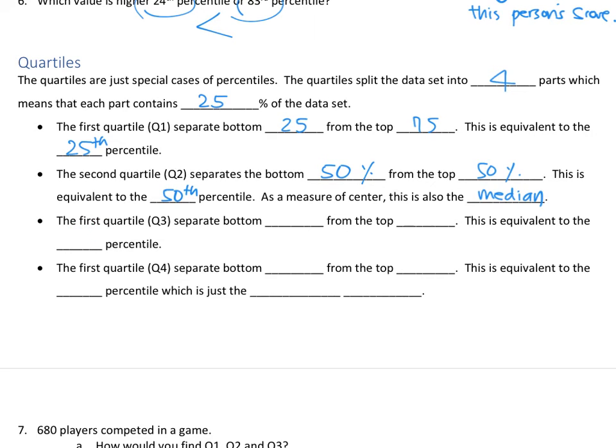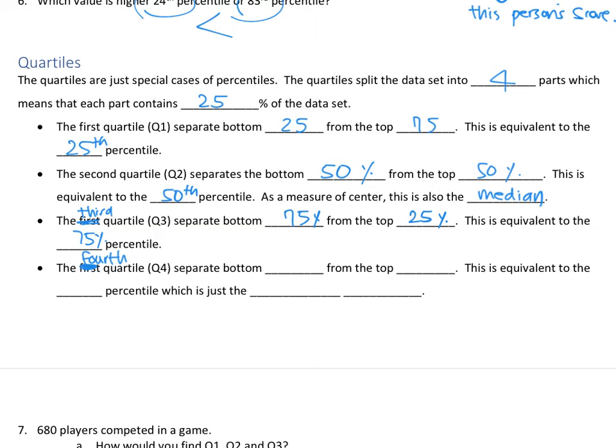Oh, I said first. It should have been third. Sorry about that. So third quartile, Q3, separates. Third quartile means quarter, quarter, quarter. So that's 25, 25, 25. So that's 75%, the bottom 75% from the top 25%. This is equivalent to the 75th percentile, right?